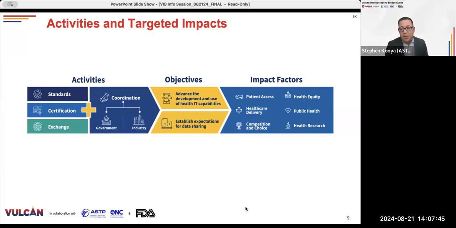And we do this, and a lot of people aren't as familiar with this, but we do this in coordination across government and across industry stakeholders. And it is a tough balancing act frequently, but something that we always strive to do better every day. For those greater goals and objectives of advancing that development and use of health IT, and to establish those expectations for data sharing. And here's some of the key impact factor areas. I'm going to come back to that in just a quick second, but let's move on.